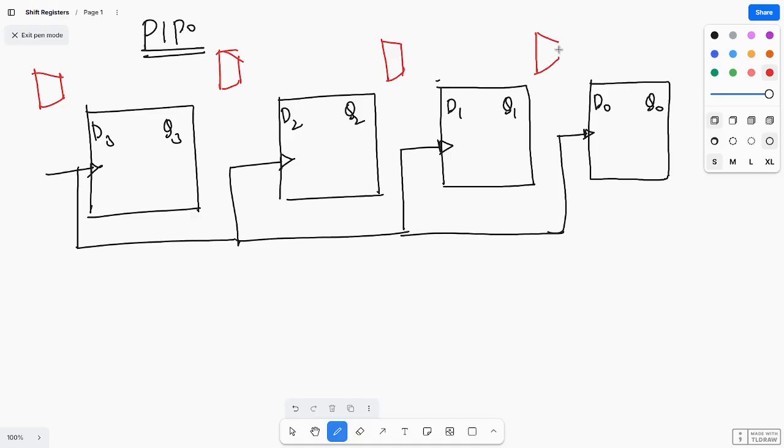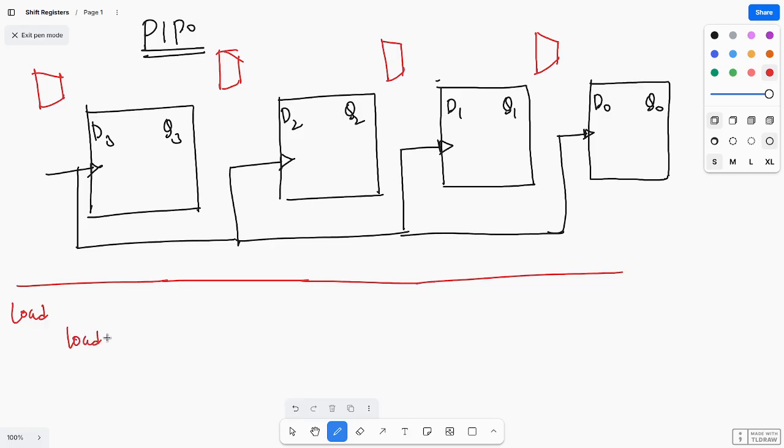This is very easy. Parallel in, parallel out means you are sending the data parallelly. You are loading the data parallelly and you are taking out the data parallelly. So here I am using this load signal. I already told you, when load equals 1, it does the load operation. So this parallel load operation I am using.